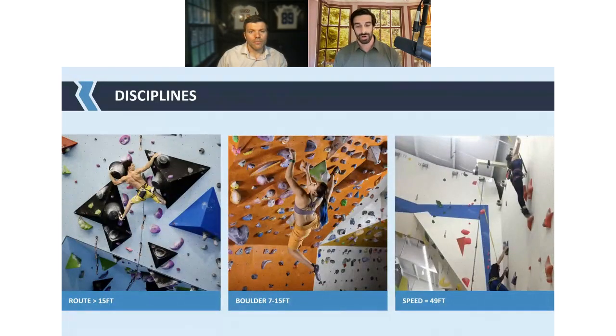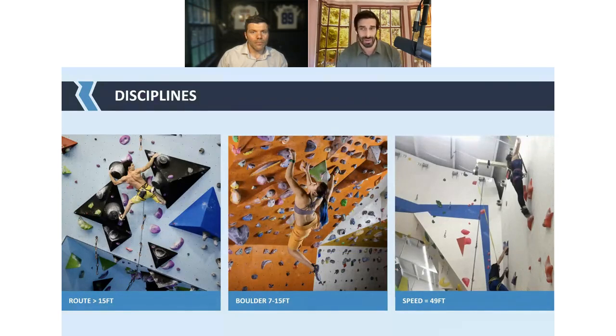So I'm just going to start with a very brief introduction to the disciplines of climbing, and then we're going to dive quickly into how to assess climbers. There are three main types of climbing. There's route climbing, which is ascending greater than 15-foot routes. You're clipping into quick draws, which are either attached to bolts that are already in the wall, or you're placing your own gear of protection. There's bouldering, which is about 7 to 15 feet. If you fall, you fall on a padded surface known as a crash pad or pads in the gym.